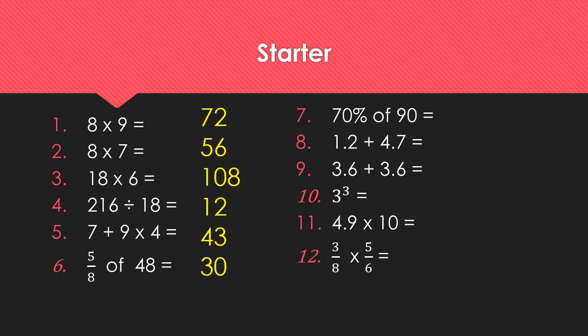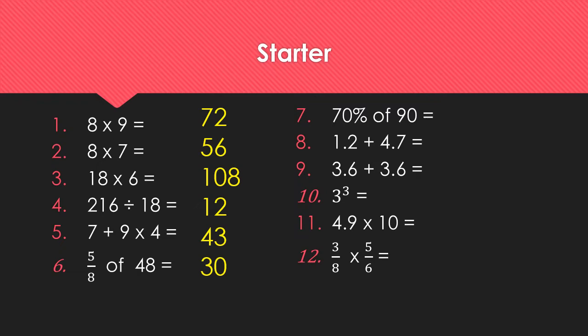Now next one, 7 plus 9 times 4. So if you did 7 plus 9 first, then you are incorrect, I'm afraid. You need to remember the order of operations. We use BIDMAS in our school. So that's 9 times 4 comes first because there's no brackets, indices, division, but there is multiplication, so we do that first. 9 times 4 is 36, and then 36 plus 7 equals 43.